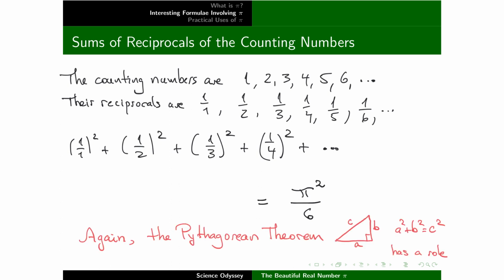And in this derivation, the Pythagorean theorem, which we know from elementary geometry, that the hypotenuse squared is the sum of the squares of the other two sides, has a role. It's a hidden role. It's like a version of the Pythagorean theorem in infinitely many dimensions.